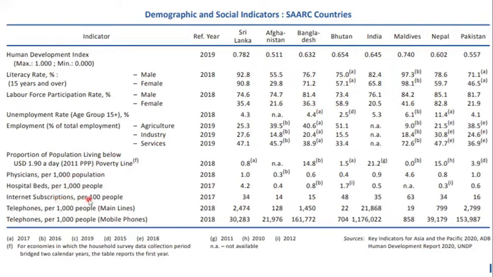These details show at the bottom of this table internet subscriptions with the base year of 2017, and the highest number of internet subscriptions are from Maldives. Mainline telephone connections have been recorded as 21,868 from India. Again, for mobile connections, the highest figure has been recorded from India, which is over 1.1 million.